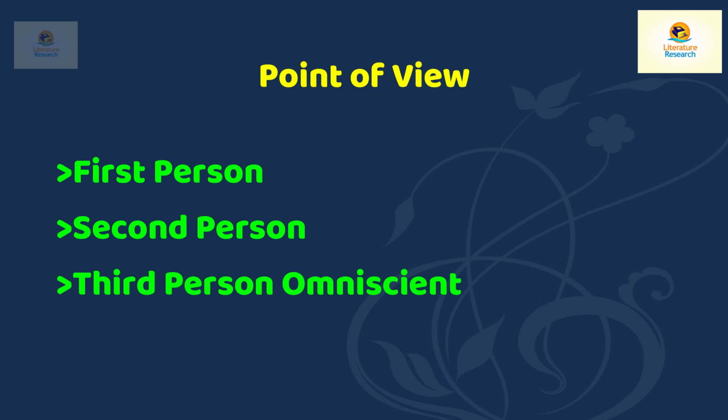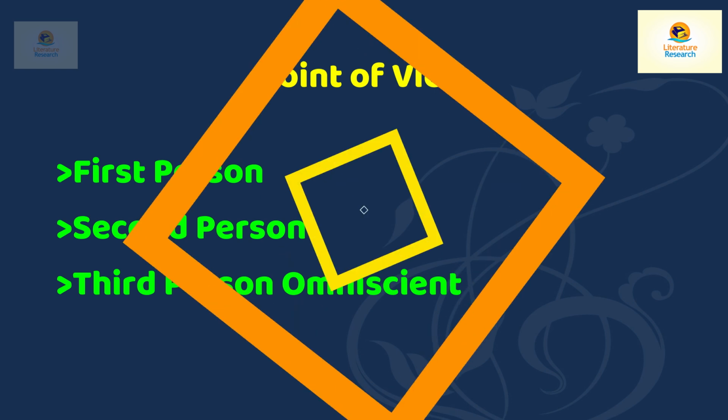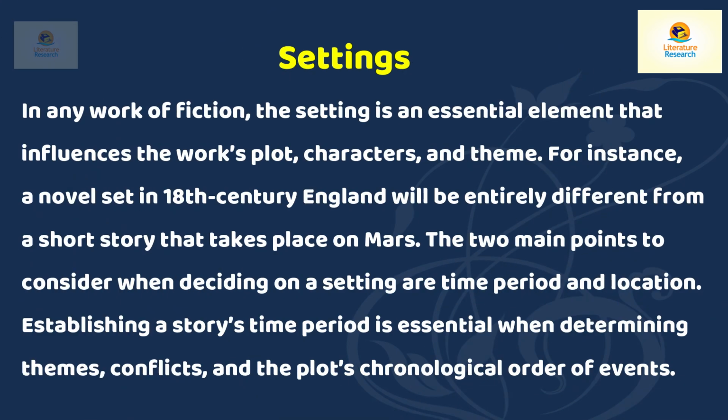Like the third-person limited point of view, third-person omniscient uses he/she/it pronouns. However, an omniscient point of view presents readers with the thoughts and perspectives of multiple characters at the same time. Setting. In any work of fiction, the setting is an essential element that influences the work's plot, characters, and theme.